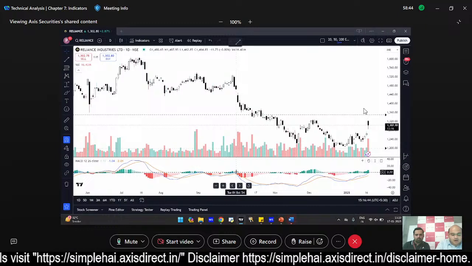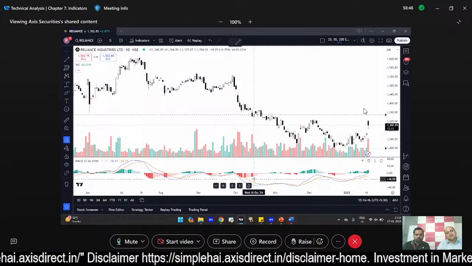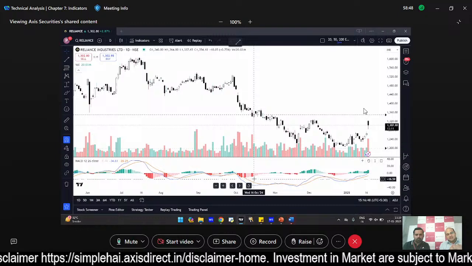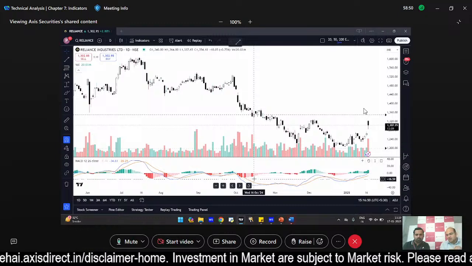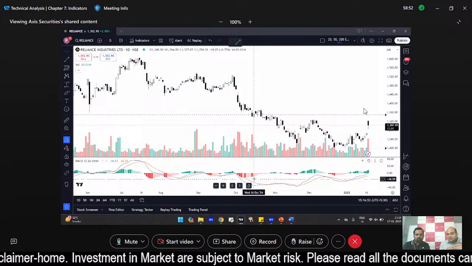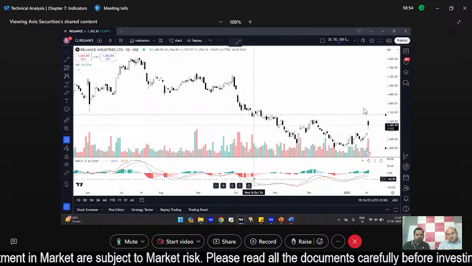MACD will tell you that the trend is probably turning, and the difference between the MACD and the signal line, if it is going higher, that means there is momentum build up, and if it is going lower, that means there is momentum build up on the bearish side. So that is how you interpret.